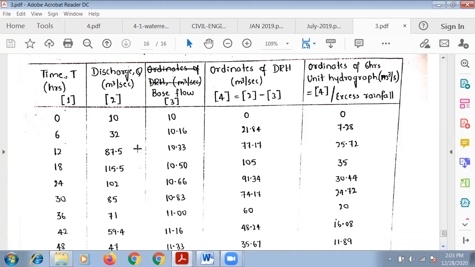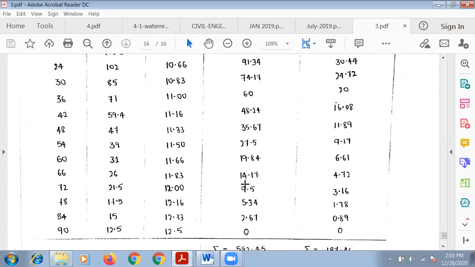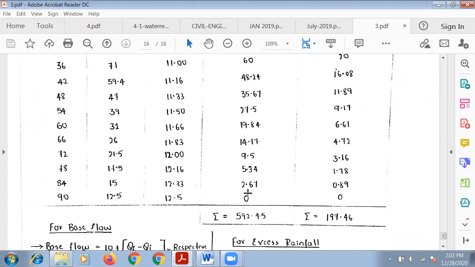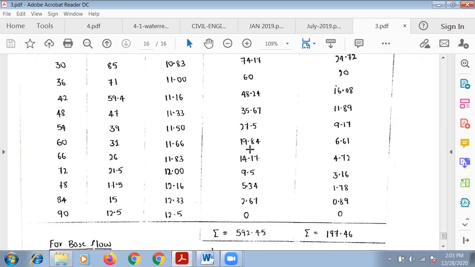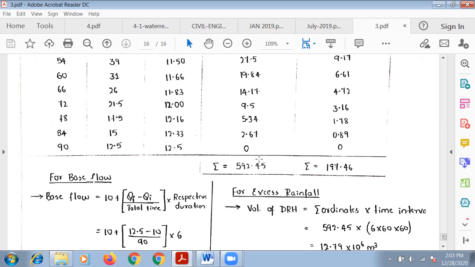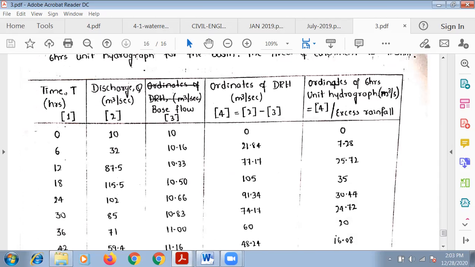10 minus 10, 0. 32 minus 10, this answer. 87.5 minus 10, 115.5 minus 10, 102 minus 10, and go on up to the last value. You should calculate this. Okay, once you get these ordinates of the direct runoff, you have to add them. Sum of the ordinates of the direct runoff is 592.45. Calculate this. Similarly, next, now calculate the ordinates of the 6-hour unit hydrograph.